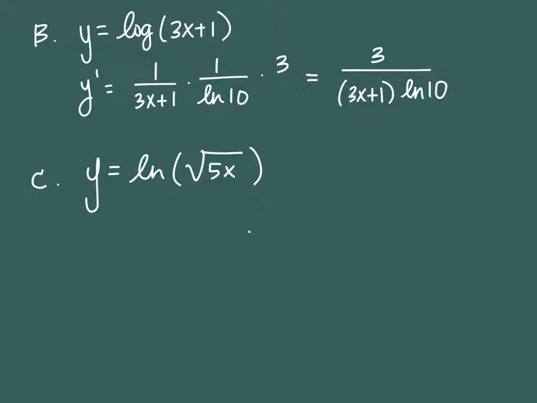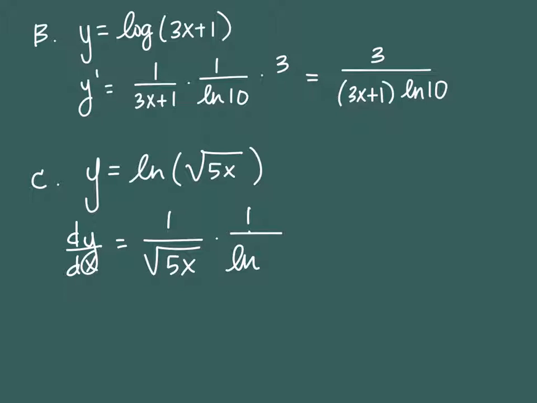It follows this, it's a logarithm, so it's going to follow the same rule, dy/dx, just so we're used to using different notation. So 1 over the square root of 5x, because that's what was in the quantity of my log, times 1 over the natural log of what base? e, and then times the chain rule on the square root of 5x.